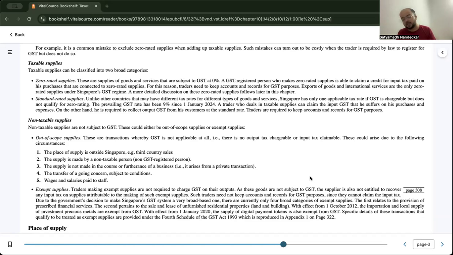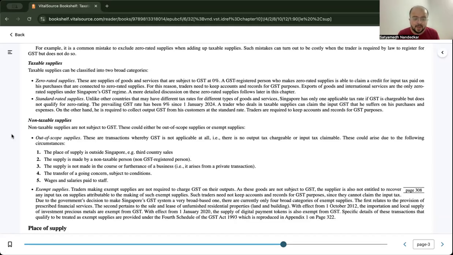Now, again, in your list of multiple choice questions, they could very well ask you this. They'll give you a list of activities, and the question could be, identify which of these are out of scope, or identify which of these are not outside the scope of GST. So you will need to have a very strong grip. You will have to learn all of these.